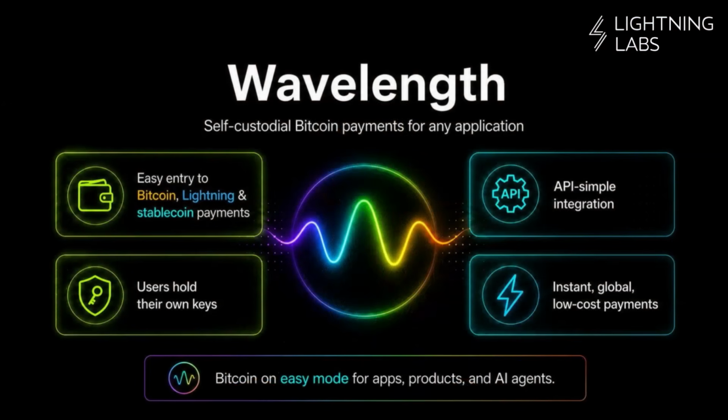Wavelength abstracts away the liquidity complexities of Lightning and does so without requiring users to give up control of their funds. This is a non custodial solution, meaning that users hold their own keys and application builders don't have to take on the risk of safeguarding users' funds. And this will work with stablecoins issued via Taproot Assets. Imagine all this utility and convenience with an integration that is as familiar and straightforward as using an API.